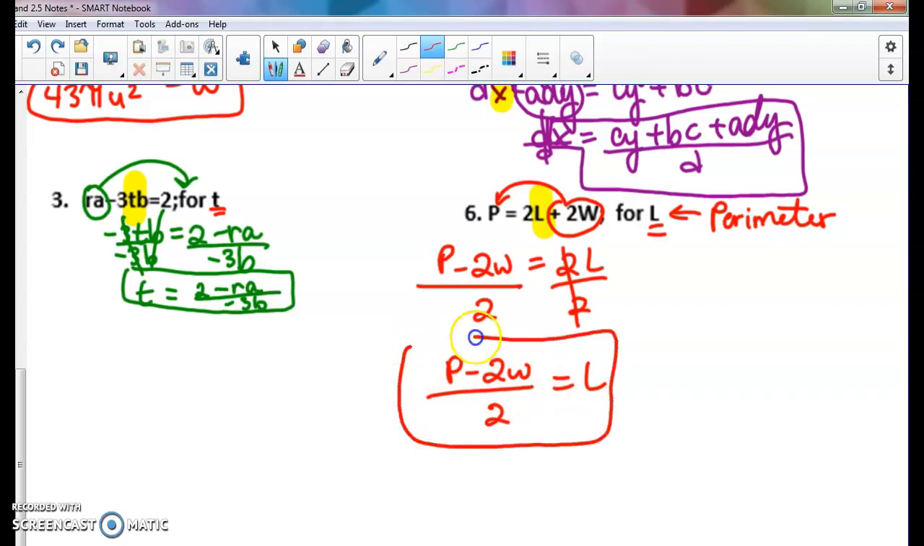And that finishes up for our multivariable equations, or aka literal equations.